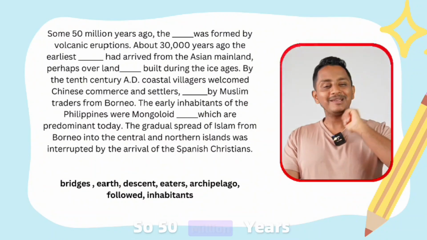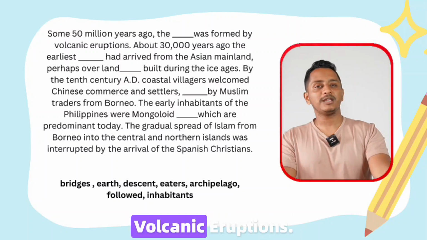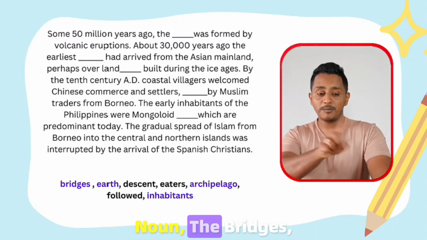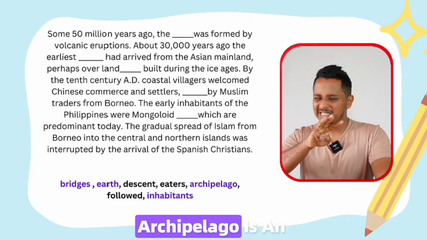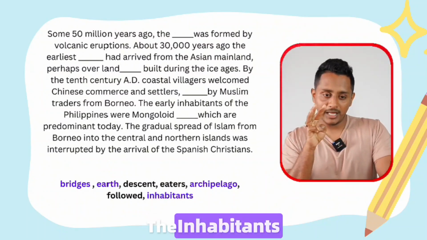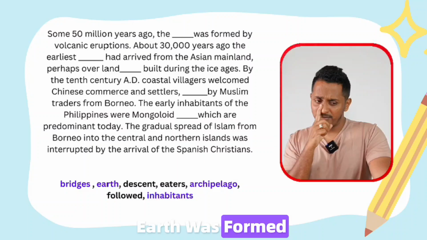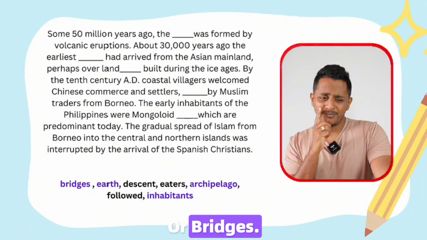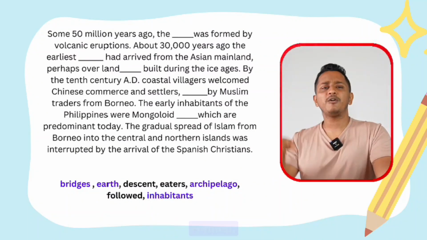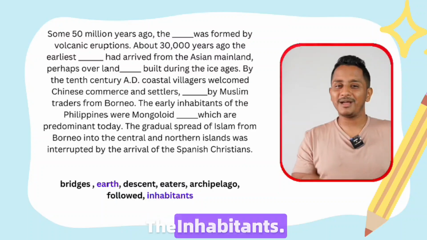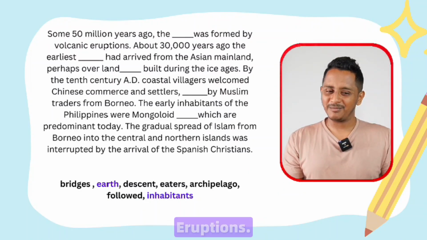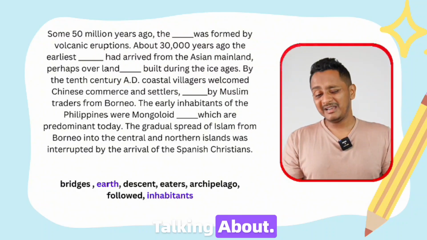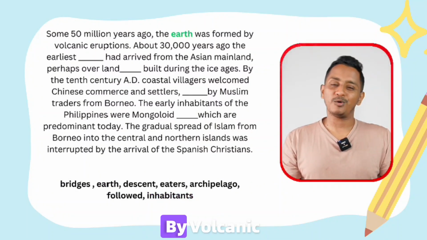Some 50 million years ago, dash was formed by volcanic eruptions. The dash, the noun: the bridges, the earth, the archipelago. Archipelago is an island. The inhabitants. Earth was formed, or bridges is plural. Bridges were formed. So it's the earth or the inhabitants. Inhabitants cannot be formed. Archipelago cannot be formed by volcanic eruptions. I think they're talking about earth. The earth was formed by volcanic eruptions.